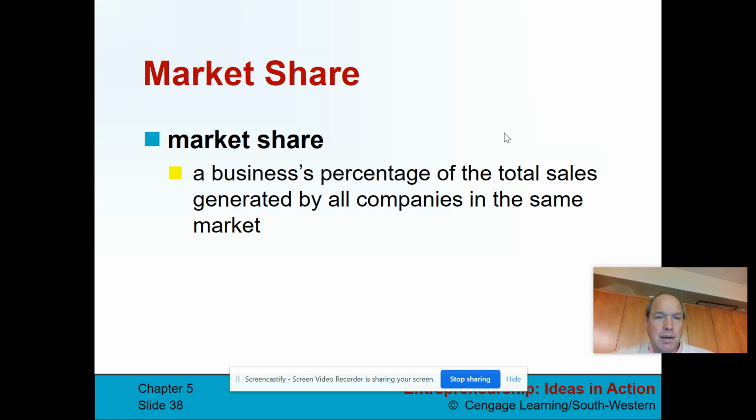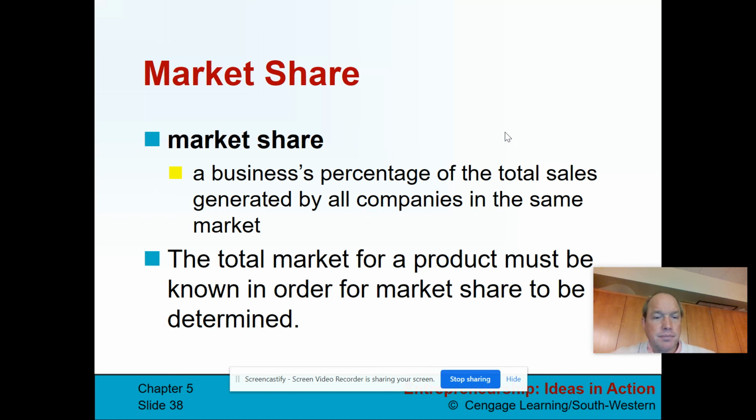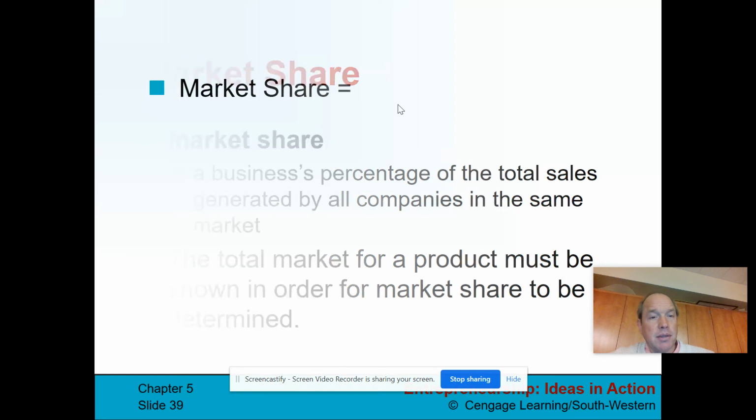I think market share is something that you need to have a handle on. How many customers are out there? How much do we have right now? Do we want a larger market share? Are we able to handle the volume? Are we going to necessarily be more profitable? The total market for a product must be known in order for market share to be determined.